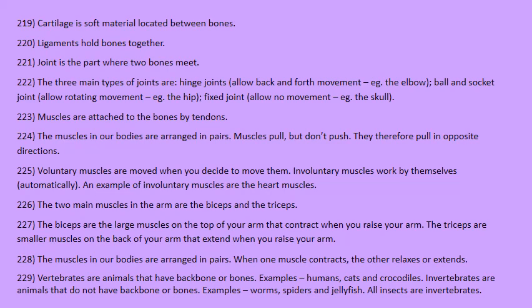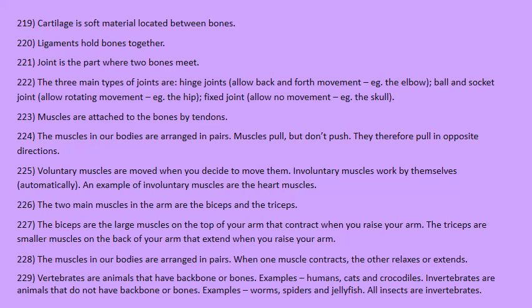The two main muscles in the arm are the biceps and the triceps. The biceps are the large muscles at the top of your arm. When someone says flex your biceps, you squeeze up your arm and your muscles show at the top there. So your biceps are the muscles at the top of your arm.